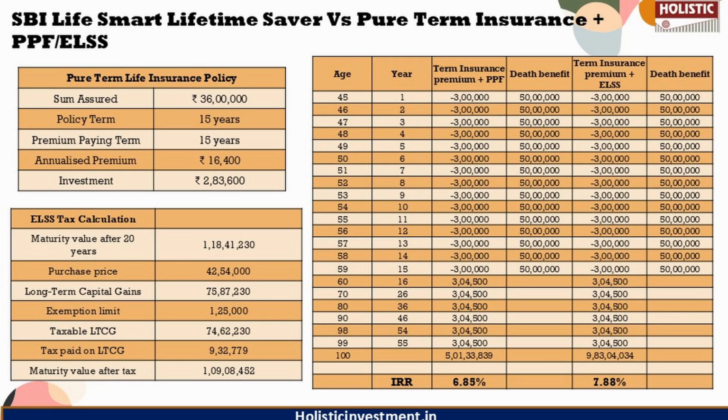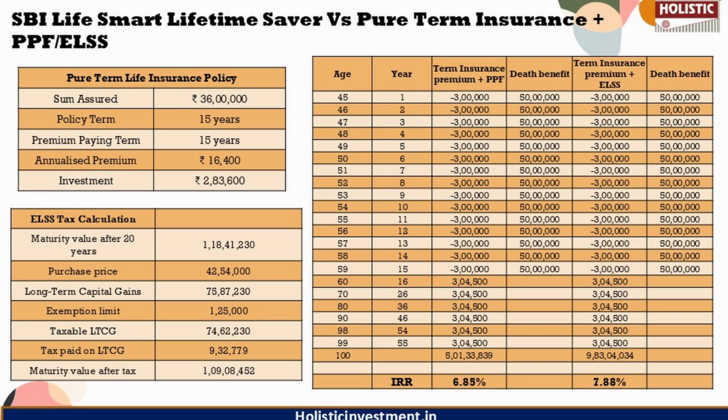After withdrawing regularly, you are left with an ample amount of money at the age of 100. In the SBI policy, the maturity value under both scenarios, whether 4% or 8%, is only around 95 lakhs to 1.3 crores. But here the final corpus value is 5.01 crores in PPF and 9.83 crores in ELSS, which is almost 5 times and 10 times higher. The IRR for the pure term and PPF combination is 6.85% and for the pure term and ELSS combination is 7.88%. These rates are far better than the SBI policy.